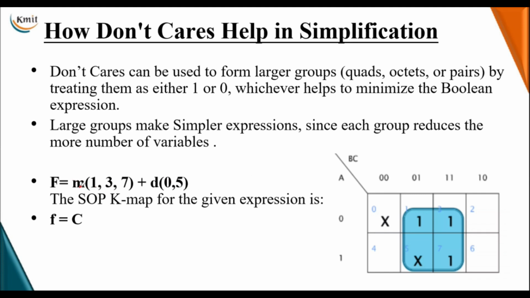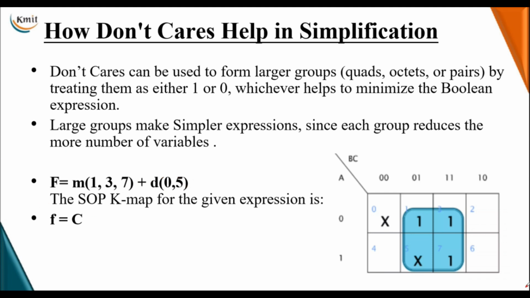So here I used m of 1, 3, 7. The function is in standard SOP. They have given the minterms, which is m of 1, 3, 7, plus don't cares 0 and 5. So out of the 8 minterms, 3 are actual minterms and 2 are don't cares.